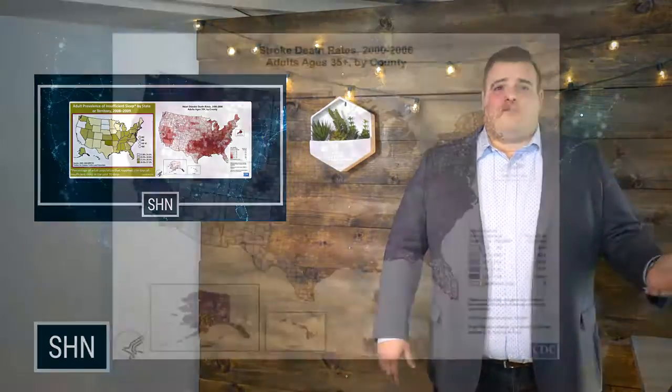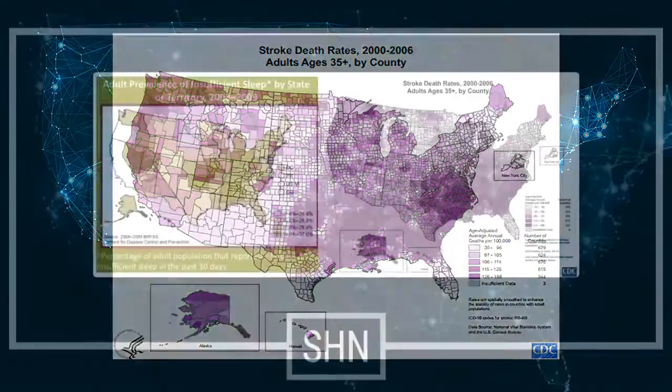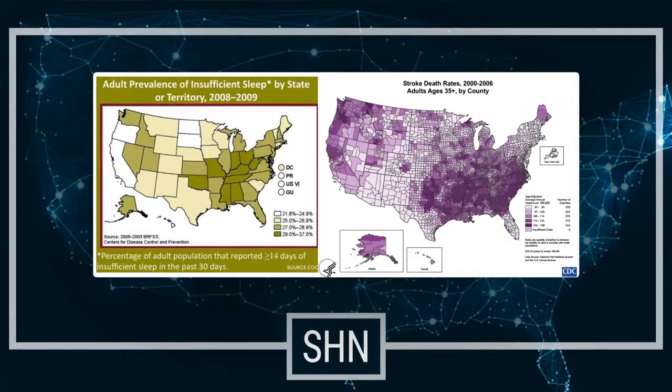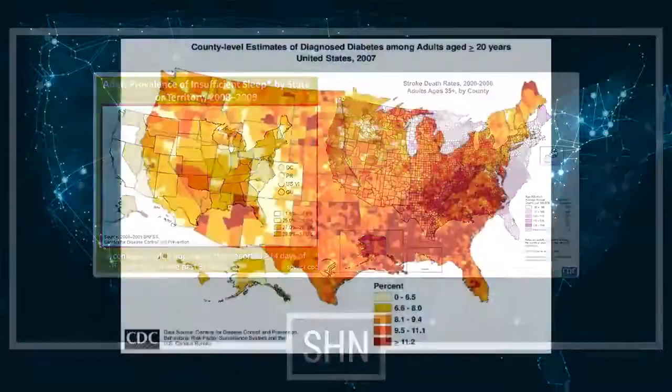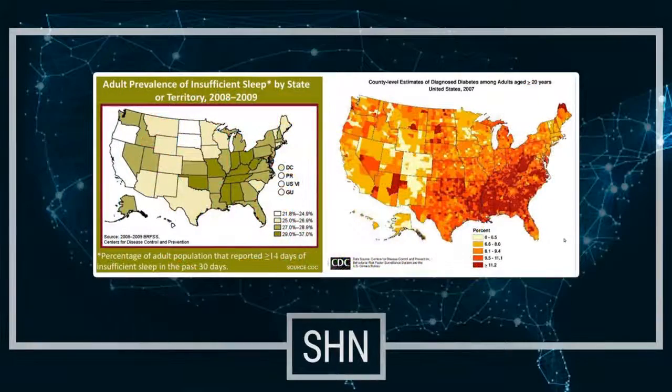So now let's look at stroke. You can also see the direct correlation in the higher purple colors. The darker the purple, the higher the percentage. Again, correlating the same with insufficient sleep. And on this last one, you can see in the darker color orange, that's the higher prevalence of type 2 diabetes. Again, mirroring the higher prevalence and incidence of insufficient sleep.